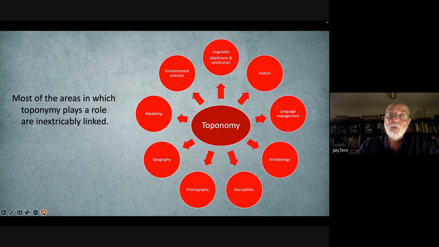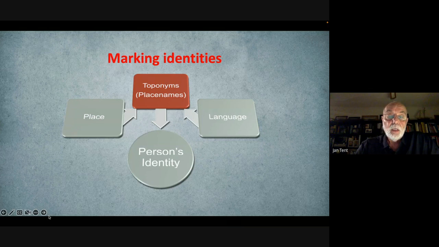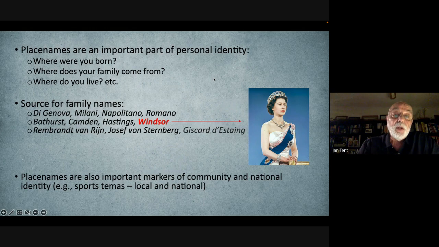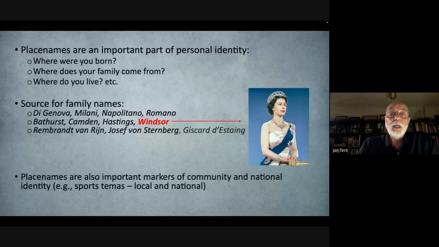So first of all, in marking identities, so your own personal identity is linked very closely to the place where you come from and the language where you come from. So the language that you speak, the place name that you come from will be in the language that you speak. And so, you know, you're often asked, where were you born? Where does your family come from? Where do you live, etc.? So these are important issues in personal identity.